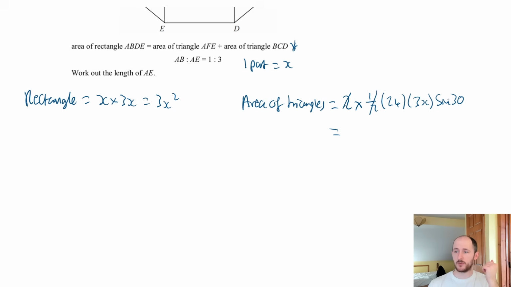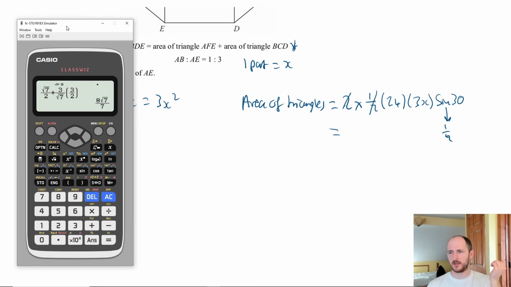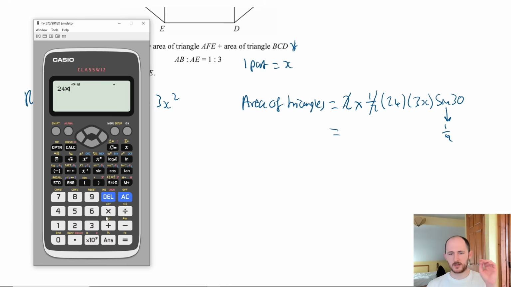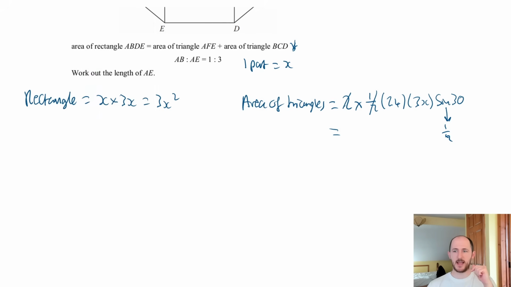Sine 30 is equal to a half, as you already know. I don't know why I'm trying to do it without a calculator; I'm so used to teaching with that one. But you'd have 24 times 3 times sine 30. Sine 30 is a half, as we know from earlier in the video. And that's going to give me the number in front of x. So 36x.